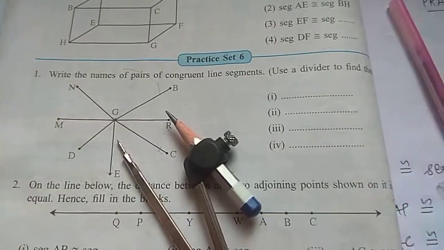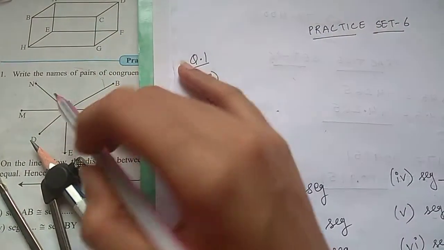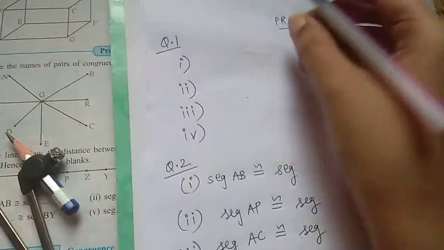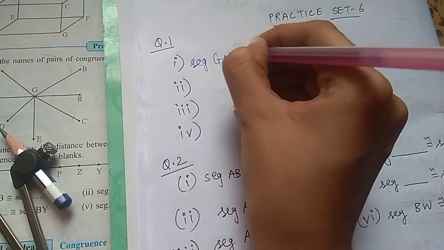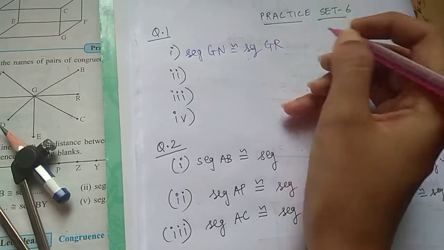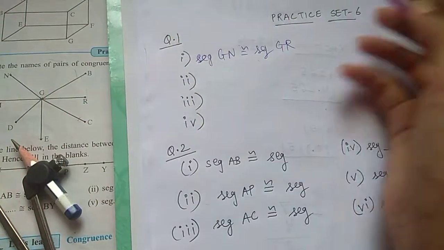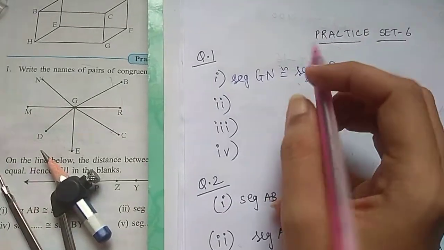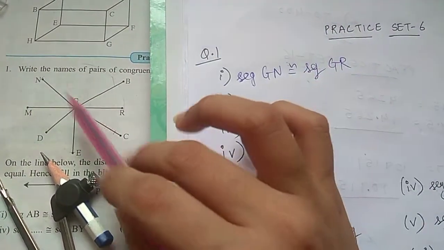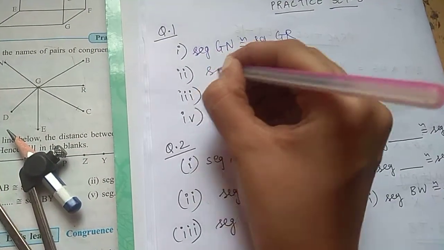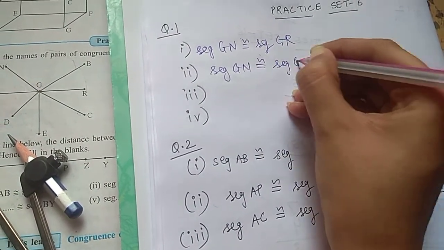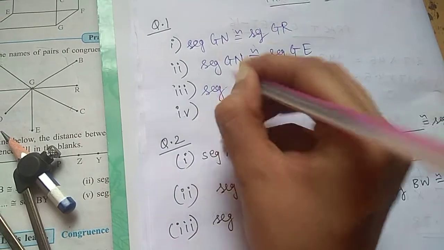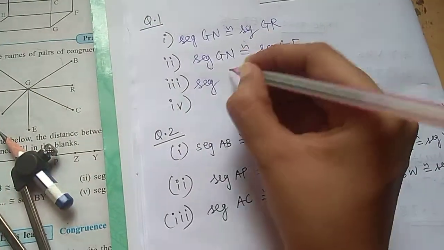So let's see how to write. What congruent segments did we get? Segment GN congruent to segment GR. If you want, you can measure with a scale to confirm it. Then segment GN congruent to segment GE, then segment GN congruent to segment GM.